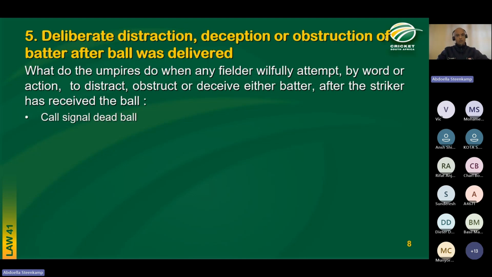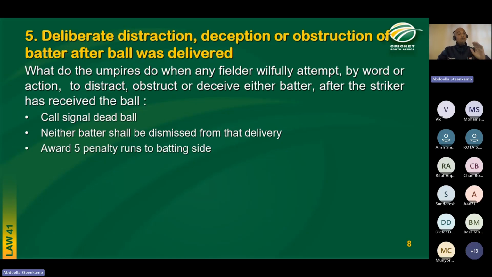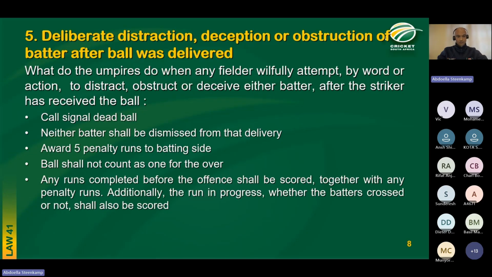We immediately go into punishment. No talking. We'll call and signal dead ball. Neither batter to be dismissed from this delivery. Even if a dismissal happens, like a run out or any type of dismissal, they won't be dismissed. Neither batter. 5 penalty runs to the batting side. Ball not to count as one for the over. There's more punishment. Runs completed to be scored. And if there was any penalty runs like a no ball or wide, that will also count.